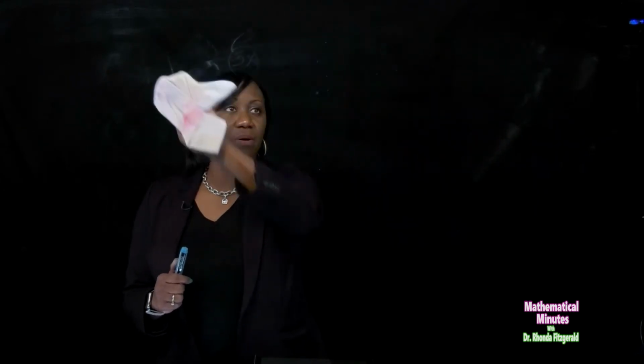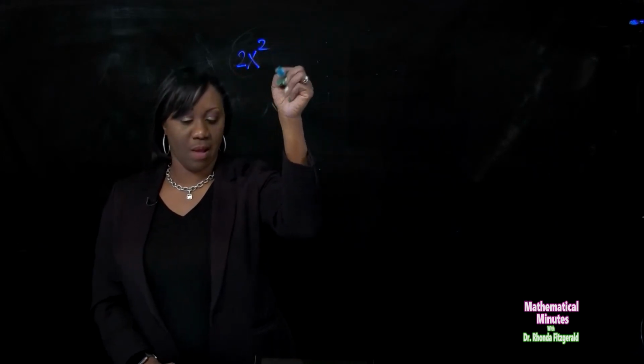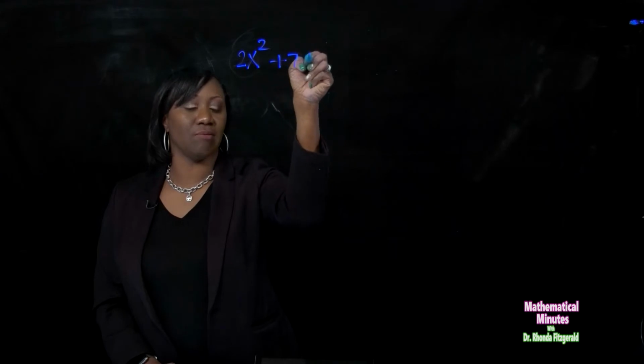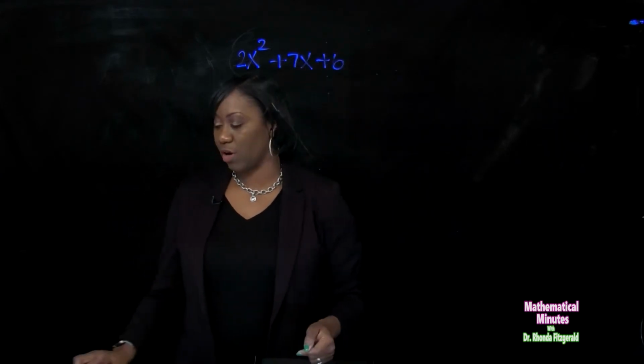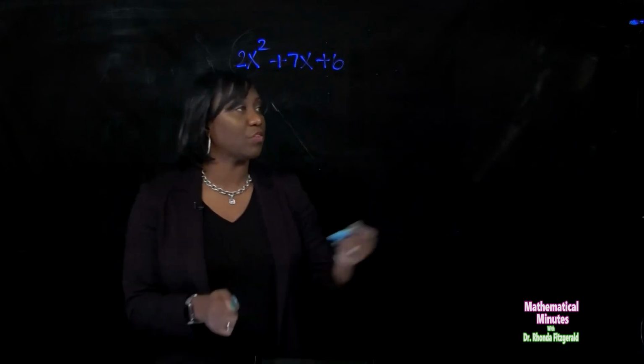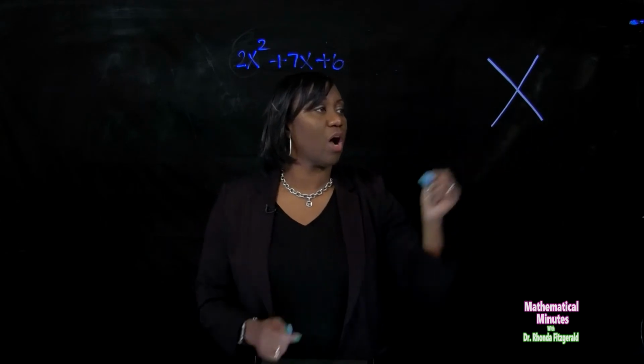And my second example that we want to look at is 2x squared plus 7x plus 6. All right, so I want to factor that. And so recall that we start off by drawing our x. All right, drawing my x.